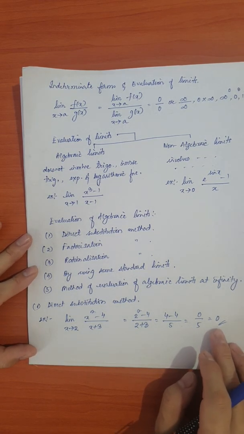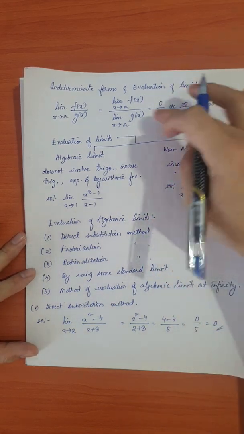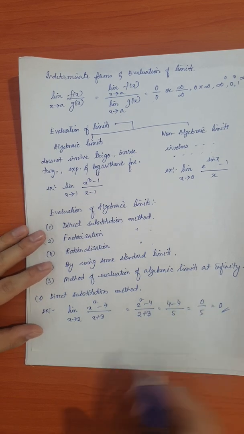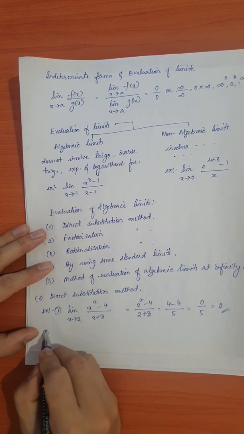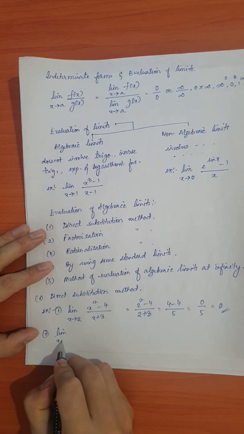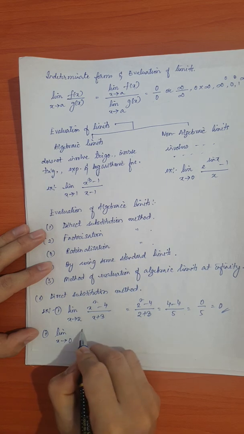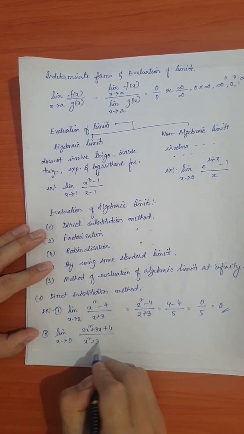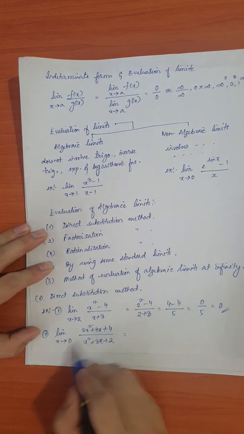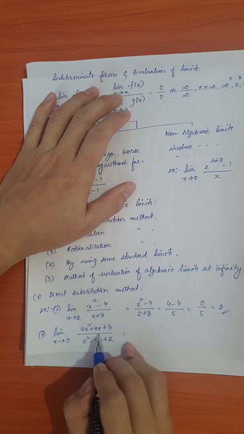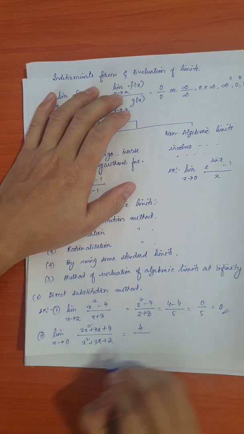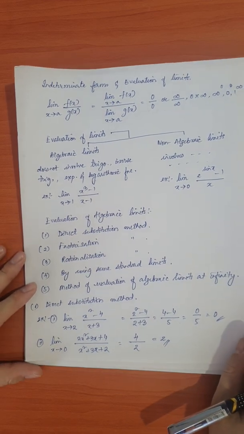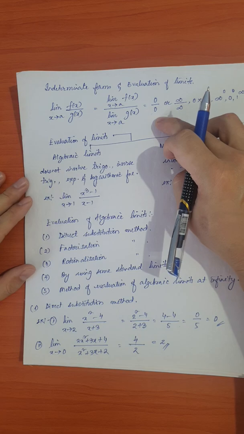0 is a valid answer. Indeterminate form is not valid. 0 by 0 is not, but 0 is a valid answer. Number 2: the limit x tends to 0 of 2x square plus 3x plus 4 divided by x square plus 3x plus 2. Just direct substitution, substitute 0: numerator is 4, denominator is 2, answer will be 2. Until and unless the answer is in the form of indeterminate, it is a valid answer.